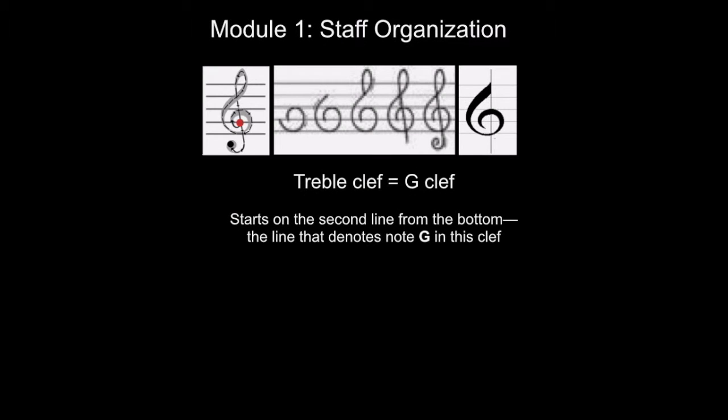Treble clef is also called G clef. It starts on the second line from the bottom and demarcates note G. There are several ways of writing treble clef. I favor the one shown here that starts from the dot on the second line because it enforces its G designation.